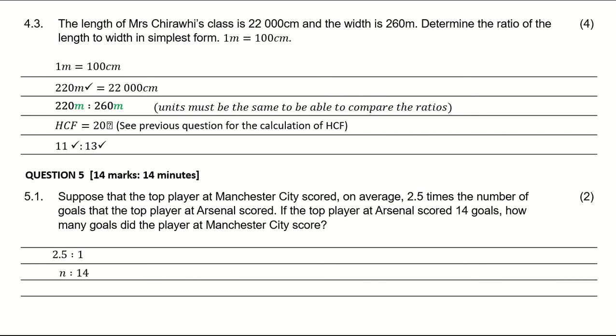Now for us to move from 1 to 14, we have to multiply by 14. And obviously, we're going to apply the same thing on the first part. We are going to multiply that by 14, meaning that n will be 35. 2.5 multiplied by 14 will give you 35.